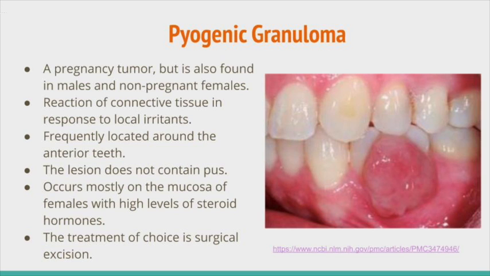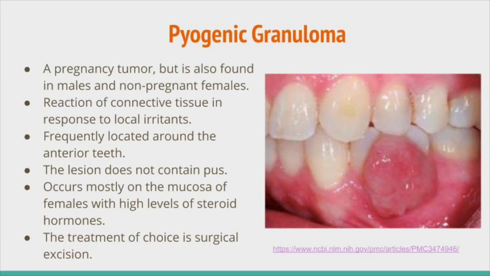Another one is pyogenic granuloma. It is a pregnancy tumor, but it is also found in males and non-pregnant females. It is the most common of all of the tumor-like growths, and it is a reaction of connective tissue in response to local irritants. It's frequently located around the anterior teeth, and the lesion does not contain any pus.